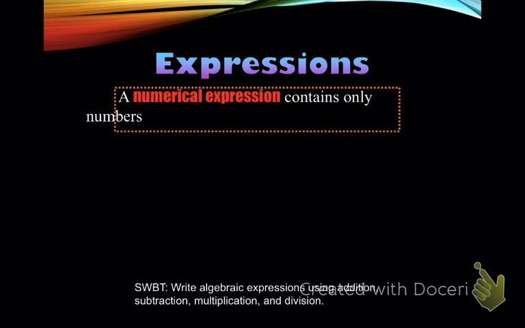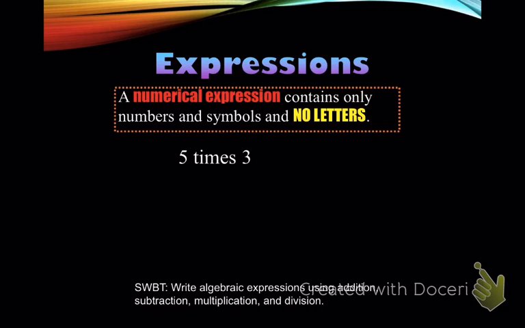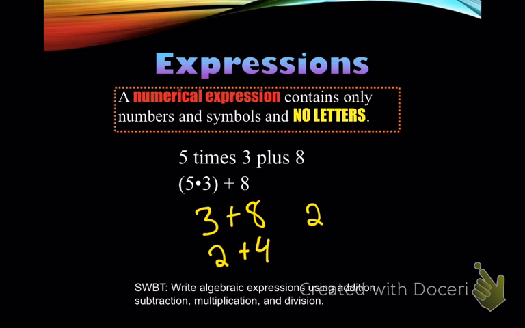Moving on. So a numerical expression. This one is what you need in the first box of your graphic organizer. What is it? A numerical expression is just simply something that contains only numbers and symbols and no letters. You need to go ahead and copy that down. A numerical expression contains only numbers and symbols and no letters. Here is an example. 5 times 3 plus 8. Any of the other ones could be such as, let's say, 3 plus 8, or 2 plus 4, or 2 divided by 1, minus 8.